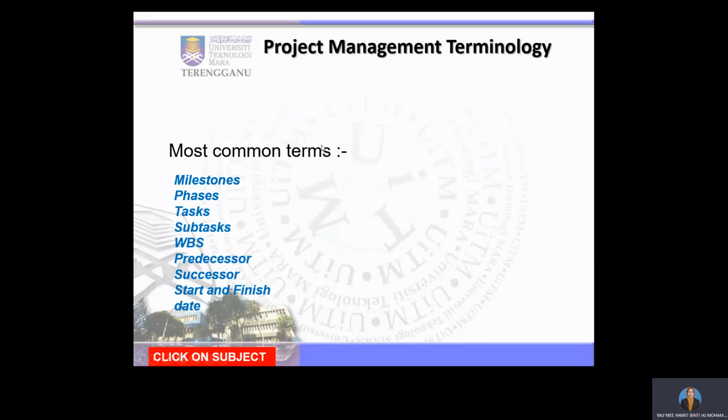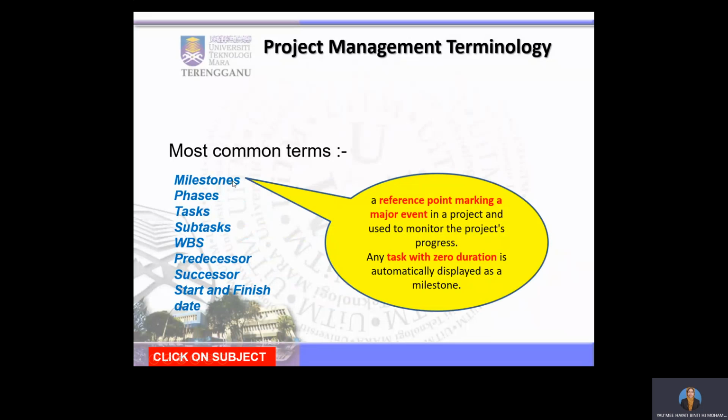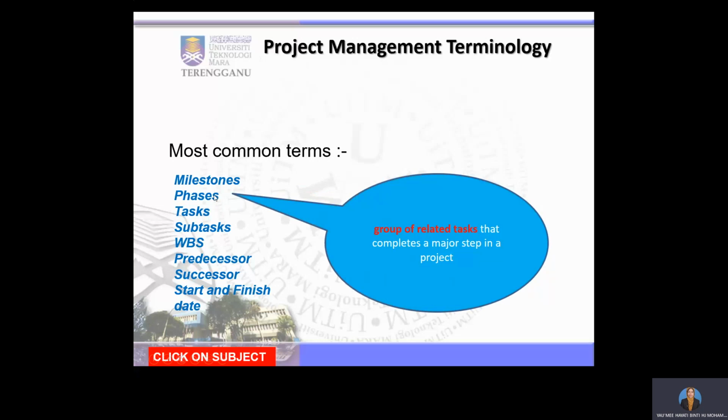When you are going to use Microsoft Project especially, you will need to learn about the terminology in Microsoft Project. The first one is milestone. A milestone is a reference point marking a major event in a project and used to monitor the project progress. Any task with zero duration is automatically displayed as a milestone. Phases: a group of related tasks that completes a major step in a project.